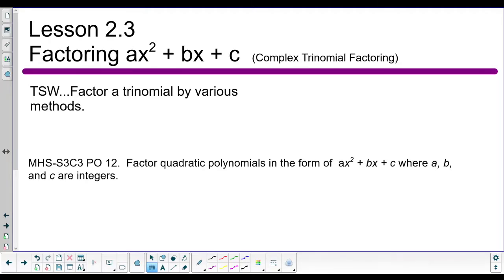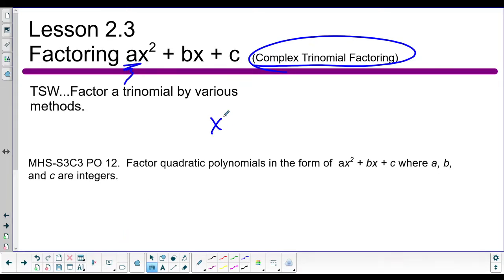So we're going to talk about complex factoring today, and it do be a little complex. I never liked this name because complex means something else in math, but that's for another day. So, what complex factoring is for is when we have a number in front of the x squared.